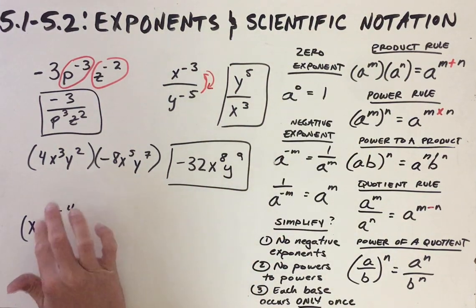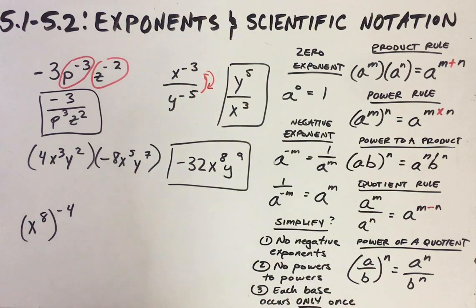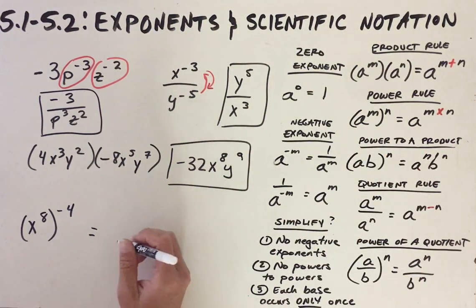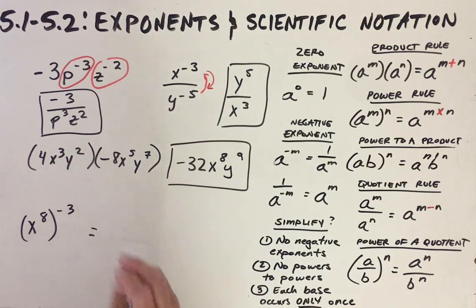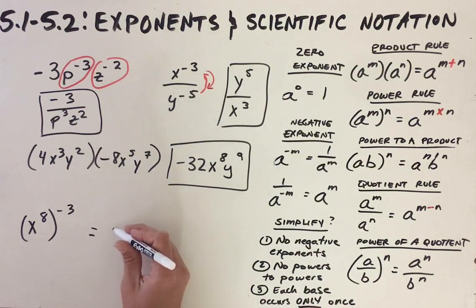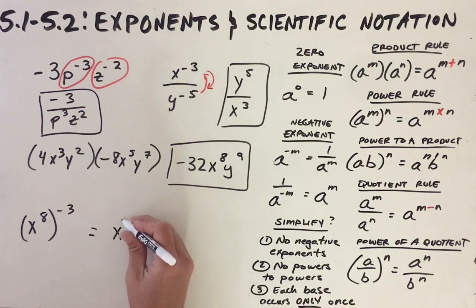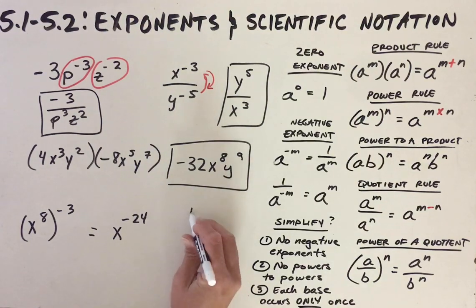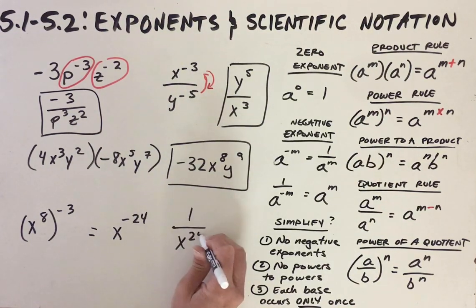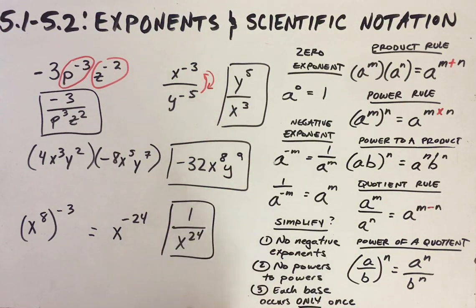Okay, well, what about this one? X to the 8th raised to the -4. Well, this is a power raised to a power, so I'm going to multiply these. 8 times -4. Oh, hey, I wrote that here. Let's do -3 just so it's not the same. 8 times -3 is x to the -24. Now, although I've gotten rid of my power to power here, I still have a negative exponent, so to make it positive, I need to put it downstairs. This is simplified because there's no power to power, there's no negative exponent, and I see the base only one time.